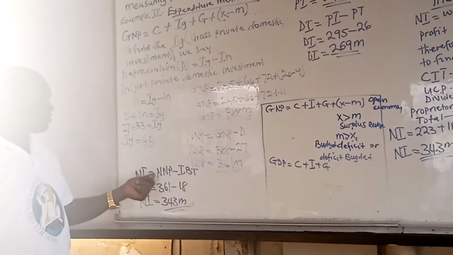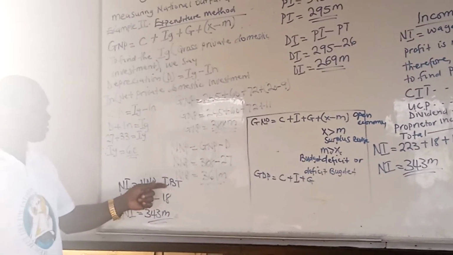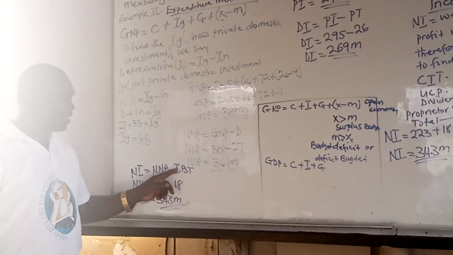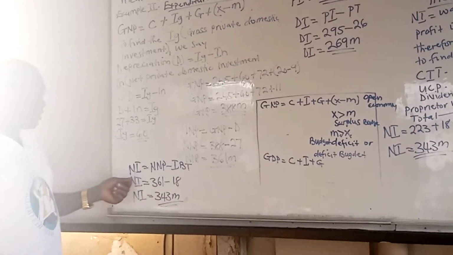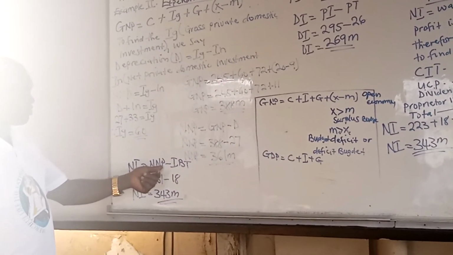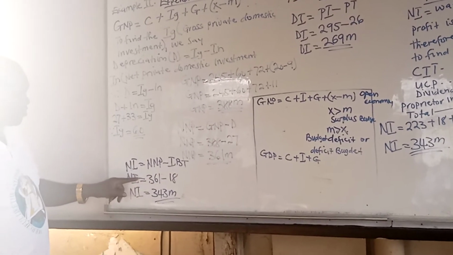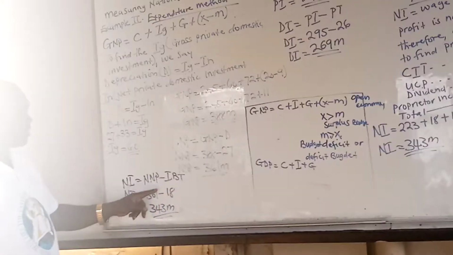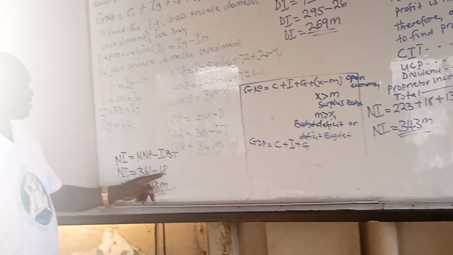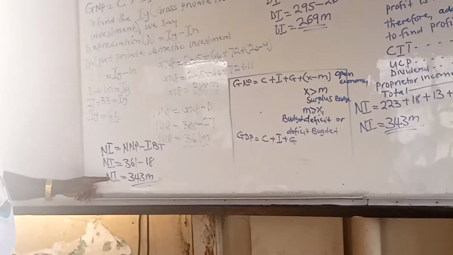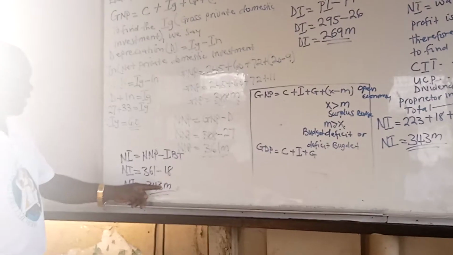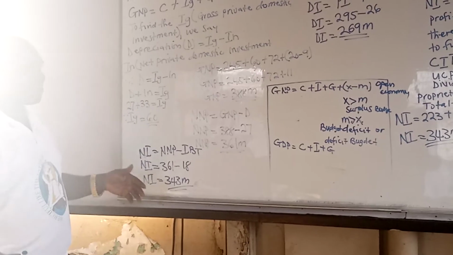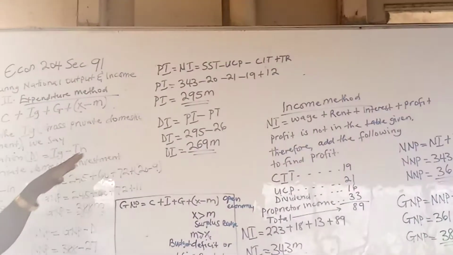So the national income is equal to the net national product minus the IBT, which stands for indirect business tax. After getting the net national product, you put in a value. So NI is equal to 361 million, which was the NNP, minus the indirect business tax value, which is what? 18. If you subtract, you get what? 343 million. That becomes the national income after subtracting those things.